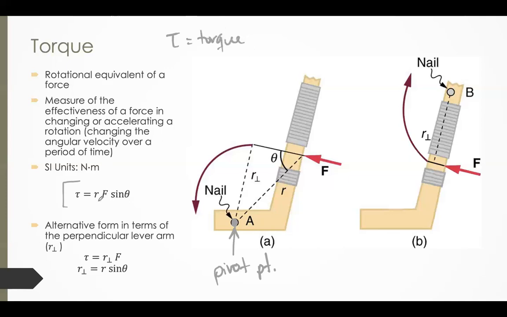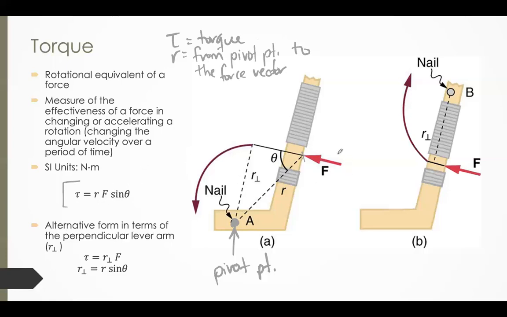Okay, your R is your radius. This would be from your pivot point to the force vector, or where the force is being applied. So again, R is from the pivot point to where the force is being applied. It's going to be that straight distance.